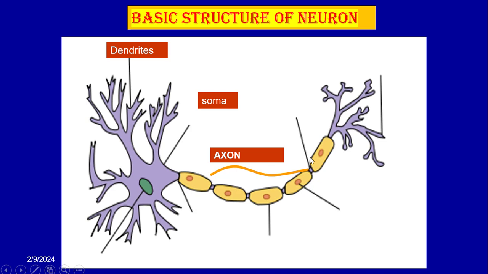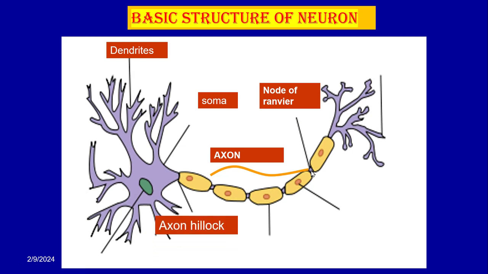There is an uncovered area which is not covered by the myelin sheath, and this uncovered area of the neuron is called the node of Ranvier. This is an anatomical area and a highly excitable area of the neuron, and the last part of the neuron is the end button by which it makes connection with other neurons.